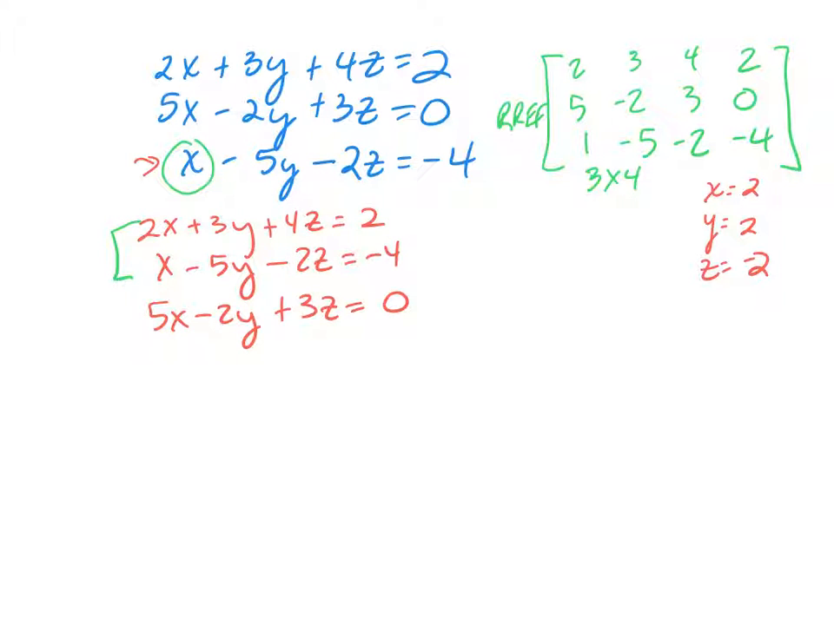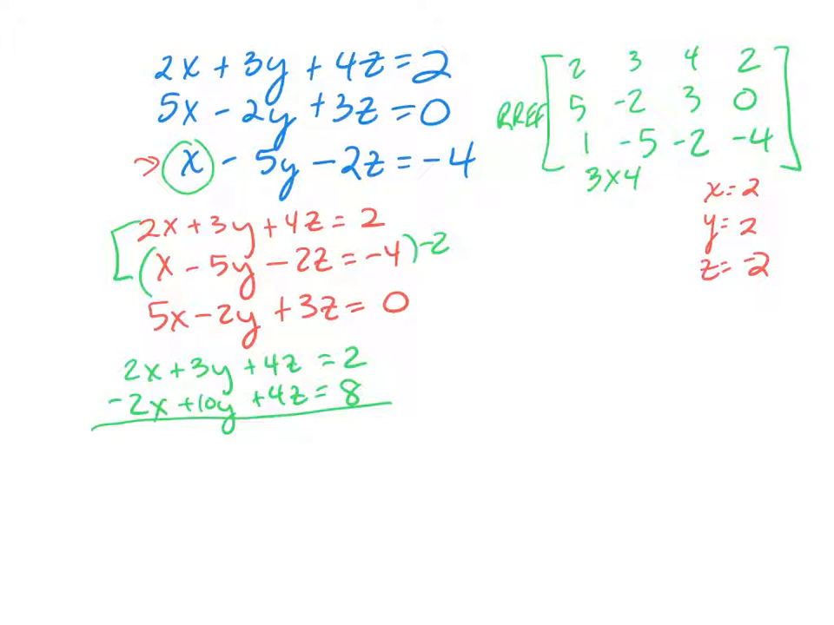In order to eliminate the x's, I'm going to multiply the second guy by a -2. And I'm going to have 2x plus 3y plus 4z is the first equation. And then I'm going to have -2x plus 10y plus 4z equals 8. And when I add those two equations together, the x's bite the dust, which is what I want, and I have 13y plus 8z equals 10.